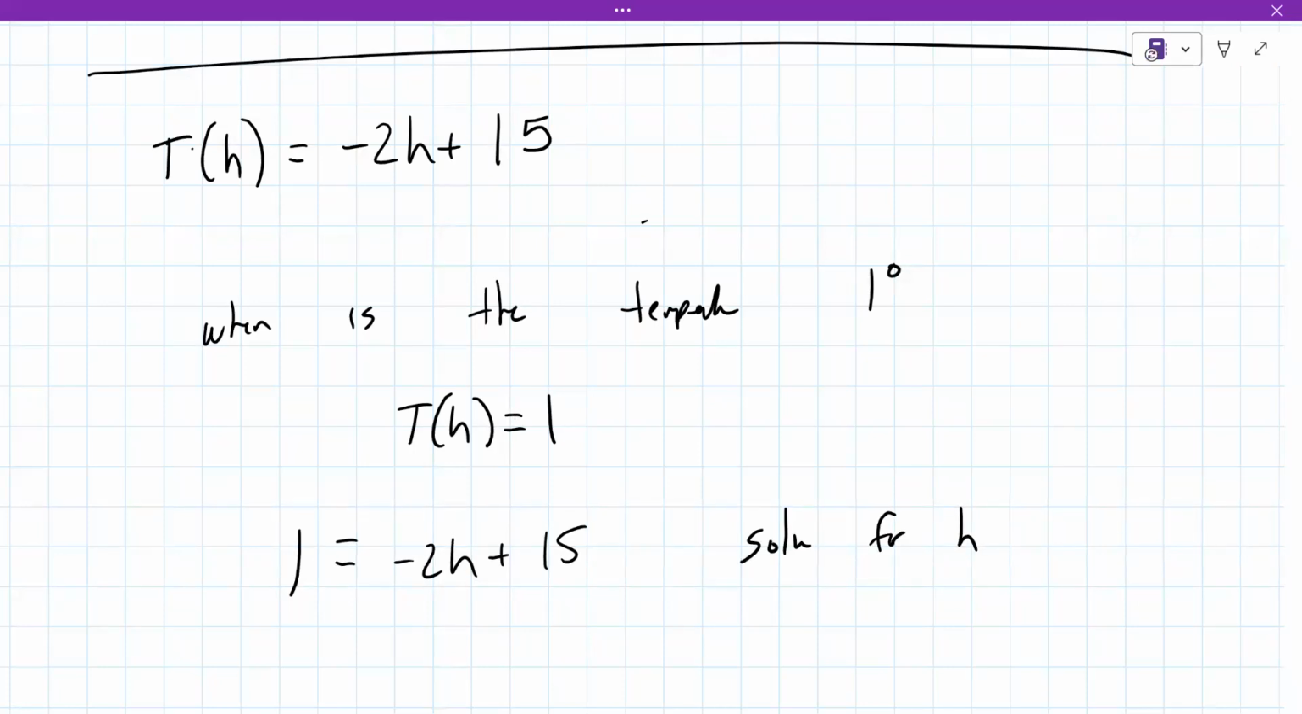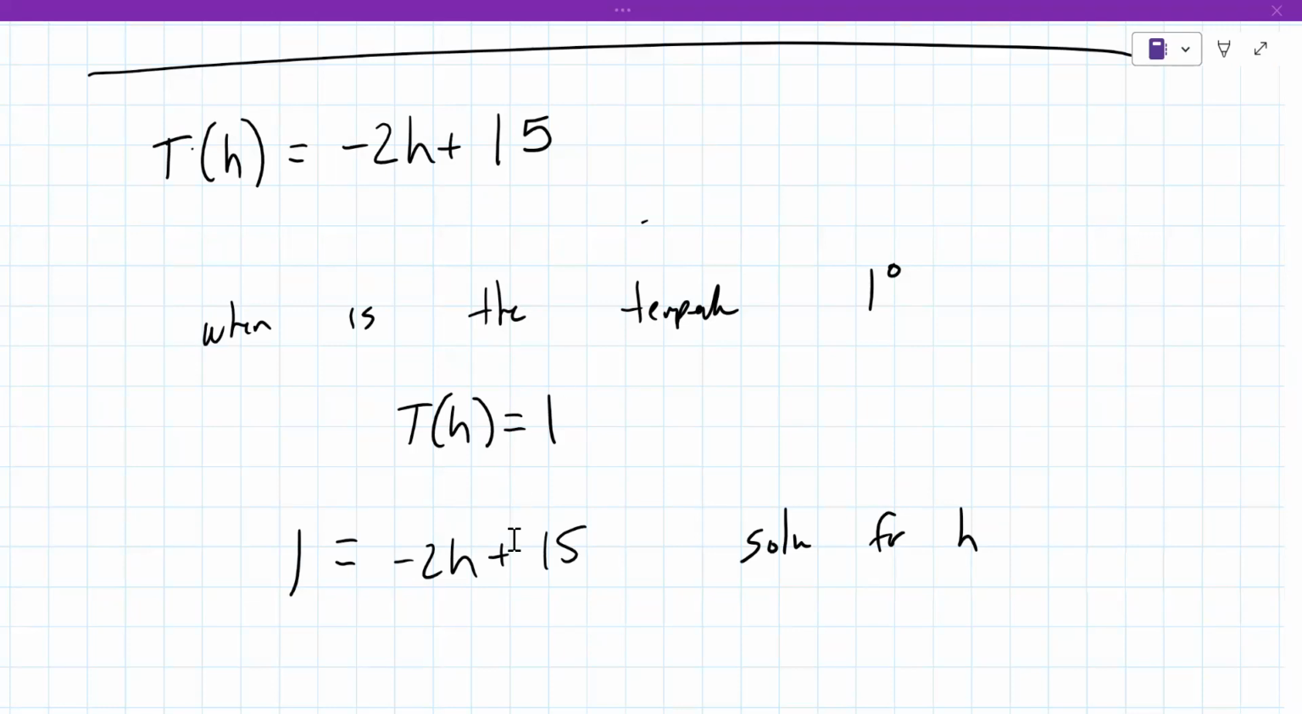Would you add 15 or subtract 15 first? I think you can do this one without my help. Subtract 15 from 1. Yep. So that would be negative 14 equals negative 2h. Good. Would you divide by negative 2? Yes. Keep going. And then H equals positive 8. Try again.